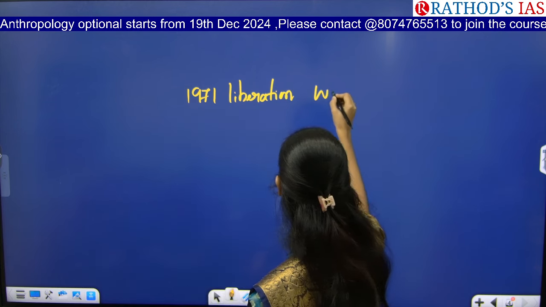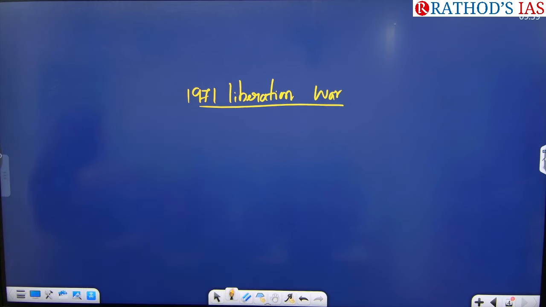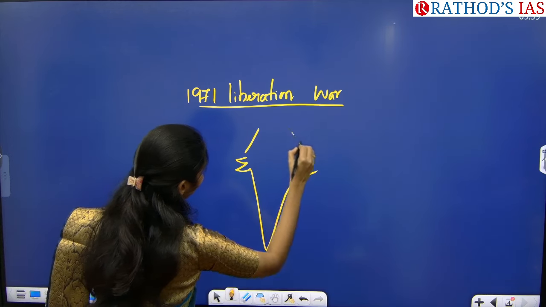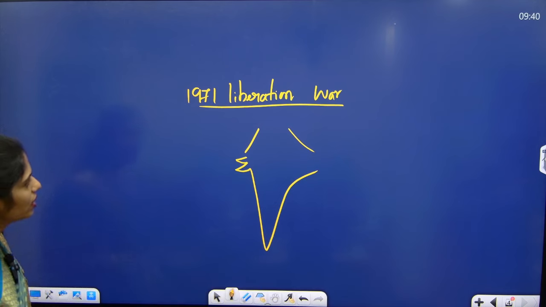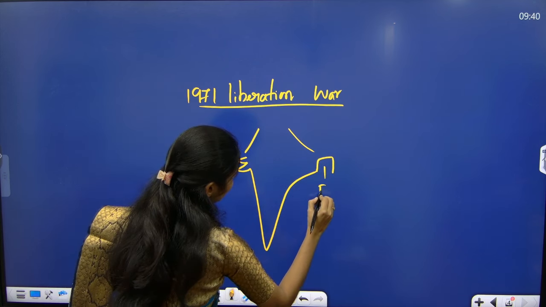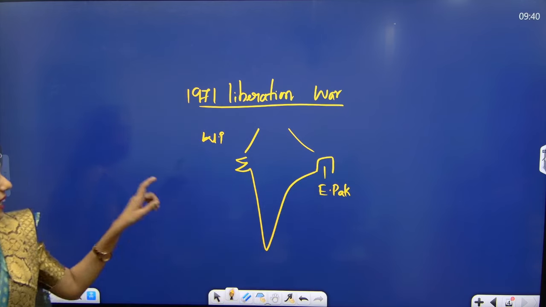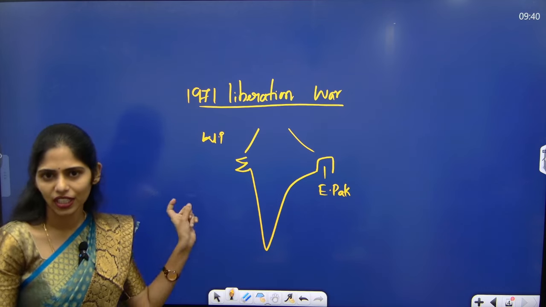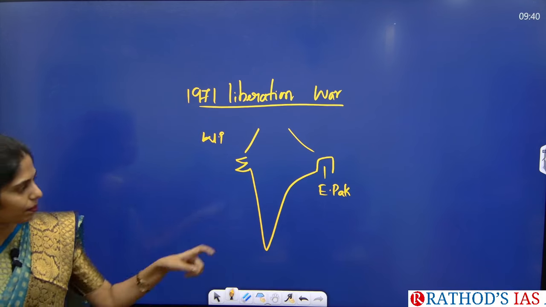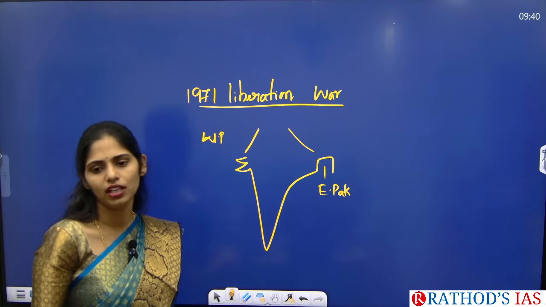1971 liberation war. So which country got liberated in this war? Bangladesh came into existence. During the time of our independence, India had been partitioned, right? So this part is West Pakistan, and this part is East Pakistan. In 1971, there was a war between India and Pakistan. In that war, India intervened and helped the liberation of Bangladesh. Because of this, this war is called the 1971 Liberation War.